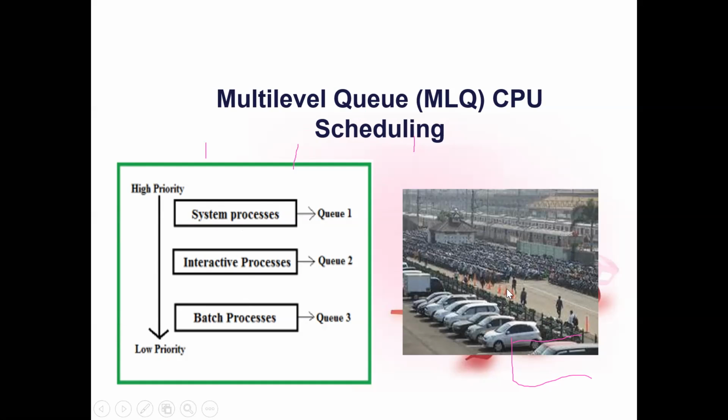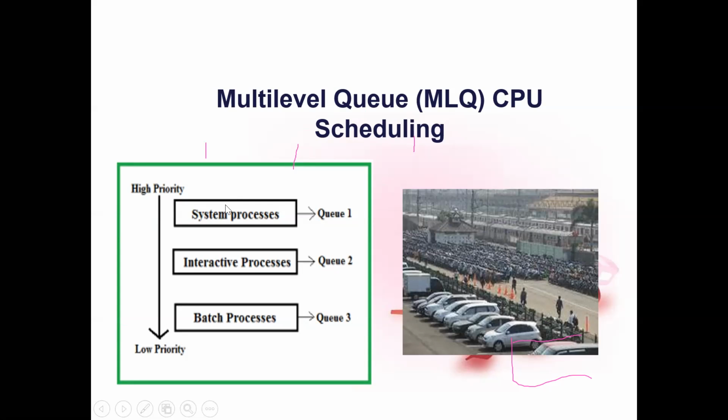We can see in this figure, for bikes we are having a different parking place, for cars we are having a different parking place. Same way, but the system has a fixed queue. The system can't swap from one queue to another queue. Like in this queue, the system follows the round robin method. Here it is going to follow, we can say, FCFS. Here it is going to follow some priority based method.